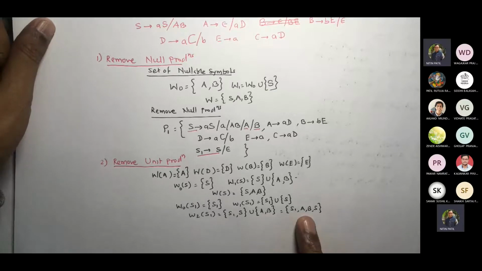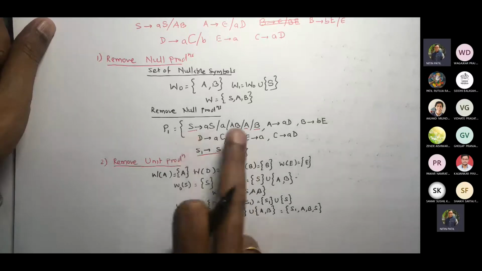Why have I added A and B? Because they are appearing as unit productions. That's why.